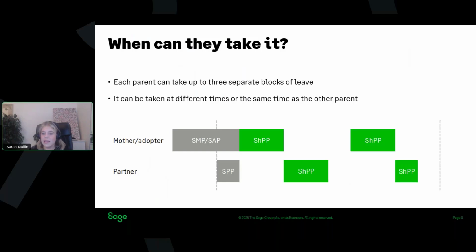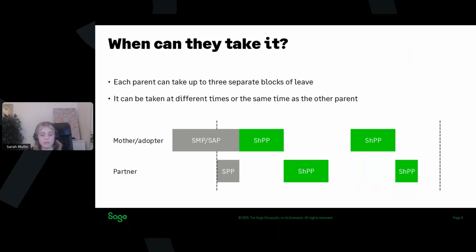Now, again, they can take it in different blocks, so they could maybe alternate as well. So in this instance, you've got the mother or adopter ending the maternity early, but transitioning straight onto shared parental pay. They then return to work, or it could be they use some annual leave, and the partner then also has a block of shared parental pay. So they're alternating blocks there as well. The good thing about shared parental pay is it really does give them that flexibility in that first year of birth.